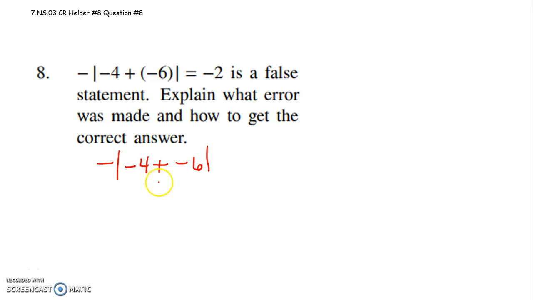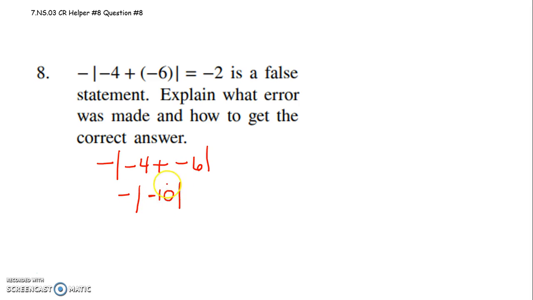If I look at those, are those signs the same or are those signs different? Those signs are the same. I have to find the sum, or add. 4 plus 6 is 10. So inside the absolute value, I have a -10. That's exactly what happened. They just did not combine inside the absolute value correctly.